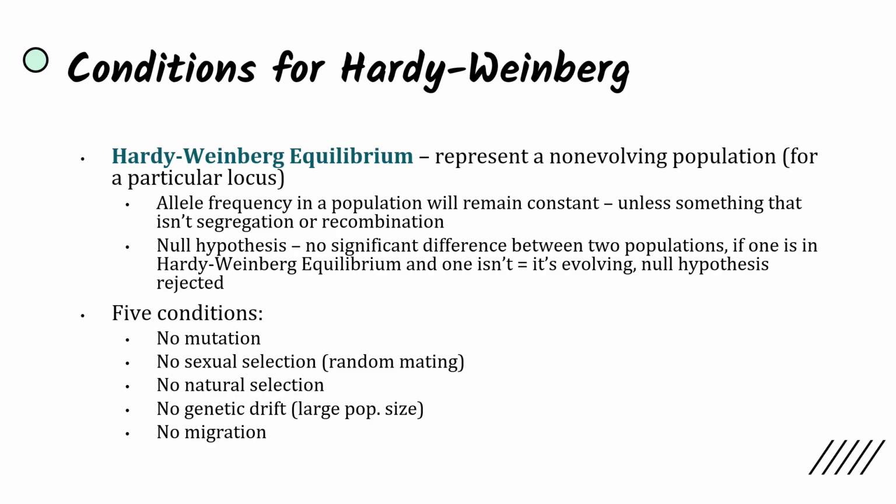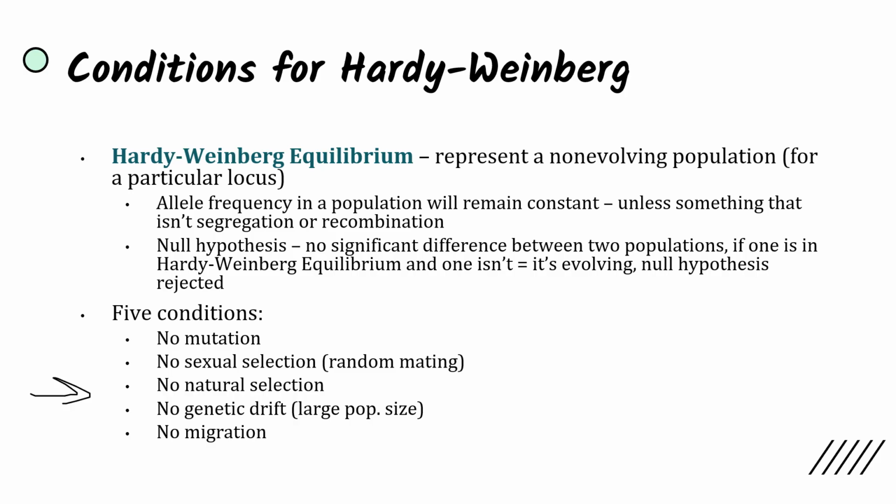But in order to achieve Hardy-Weinberg equilibrium, there have to be these 5 conditions that are met. And these are the 5 causes of evolution. There can't be mutations because mutations will add random genes that can then be selected for. There's no sexual selection. Mating has to be random. No natural selection. No specific traits are selected for in the environment.